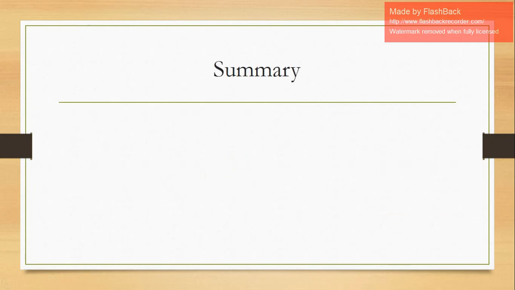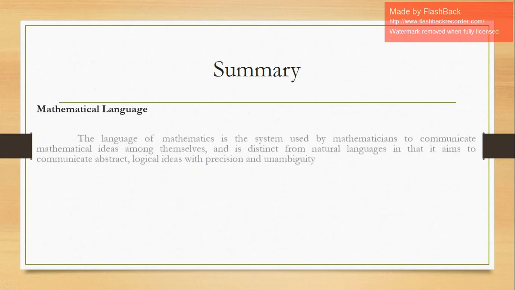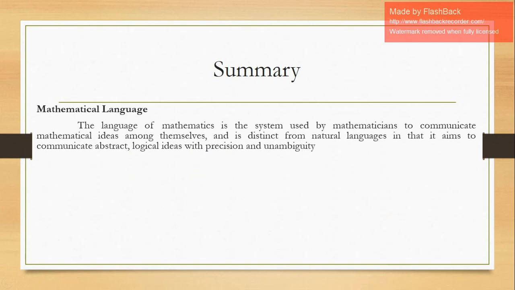Now, we are done. Let's have a summary for this discussion. Mathematical language definition. The language of mathematics is the system used by mathematicians to communicate mathematical ideas among themselves and is distinct from natural languages in that it aims to communicate abstract ideas with precision and unambiguity.